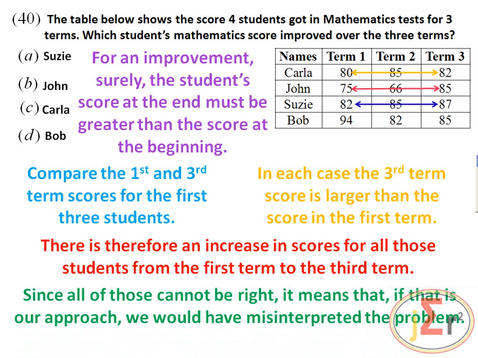Since all of those cannot be the correct answer, it means that if that is our approach, we could have misinterpreted the problem. The problem says, which student's mathematics score improved over the 3 terms? If we compare what happens in the first and the third terms, we will realize that all of the first 3 students show an improvement. And all of them cannot be the correct answer. So if that is the way we approach the problem, it means that we misinterpreted the problem.